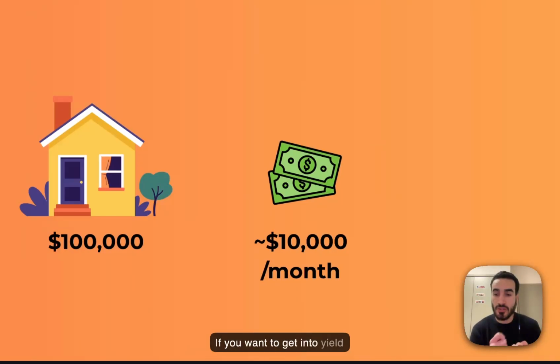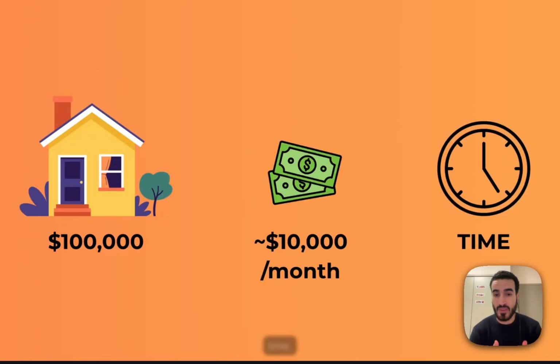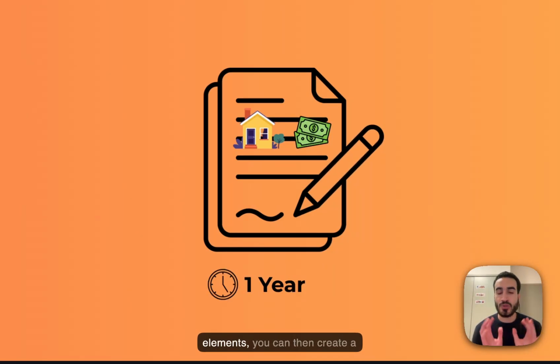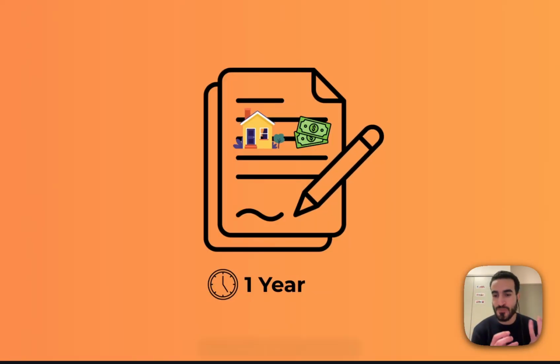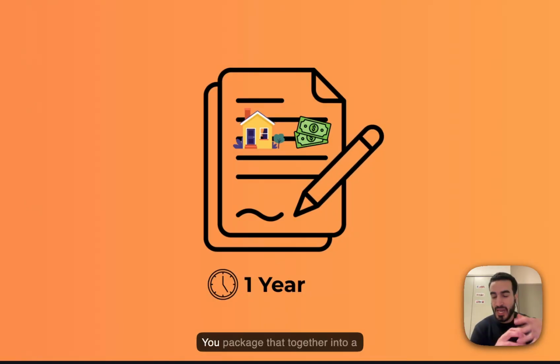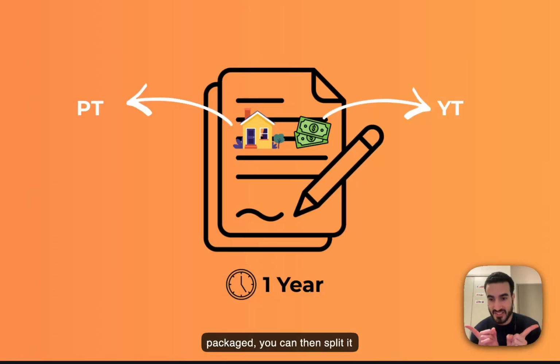If you want to get into yield trading, you need to add one more component, and that is time. For yield trading, it needs to be bound by some time frame, because with these three elements, you can then create a contract, right? Where you put the house and all its rent money for 1 year together. You package that together into a contract, and once that's packaged, you can then split it again. It sounds weird that you have to put it together and split it, but just bear with me here.